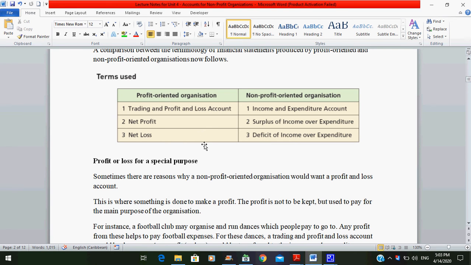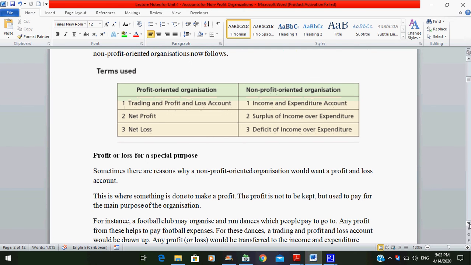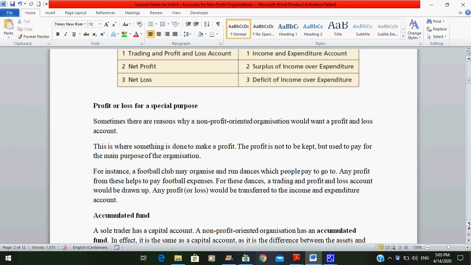Let's roll on to profit and loss for a special purpose. Sometimes there are reasons why a non-profit oriented organization would want a profit or loss account. This is where something is done to make a profit. The profit is not to be kept, but used to pay for the main purpose of the organization.